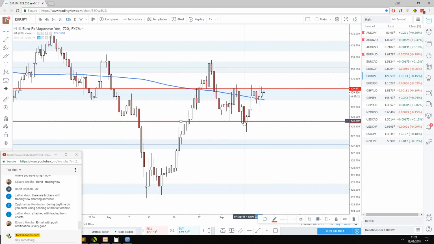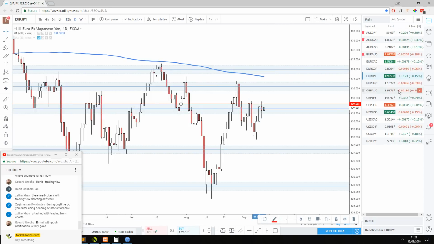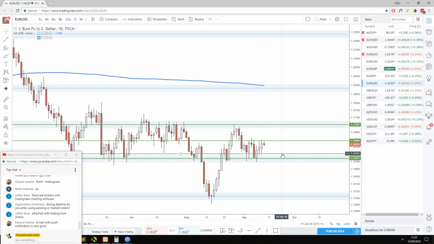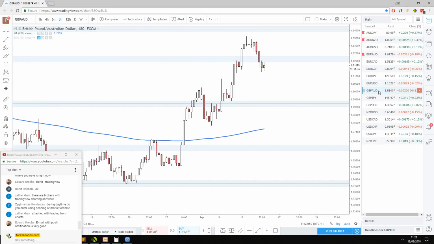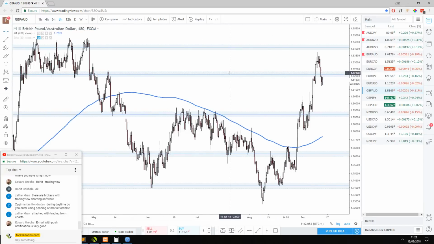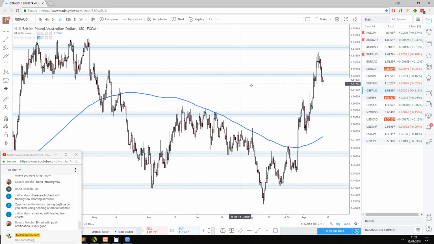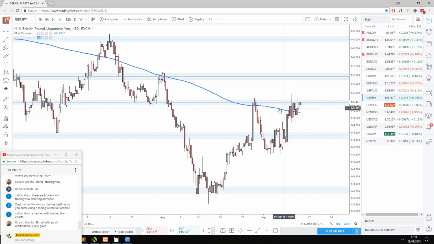EURAUD is just kind of stalling out on this resistance. There's nothing much going on with EURAUD, guys. EURUSD, I have a lot of these green lines here. EURUSD, just moving sideways. Not much going on in terms of like larger time frame trades. GBPAUD, yeah, nothing much going on here, guys, either.